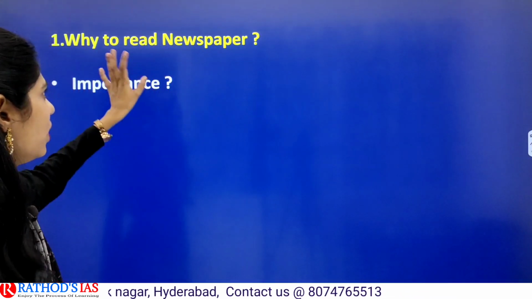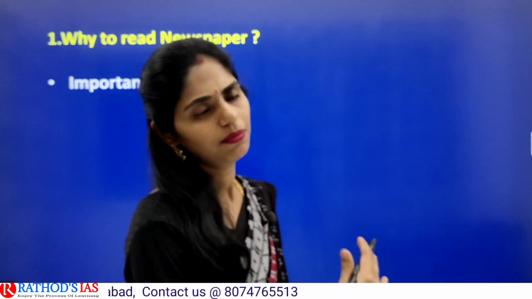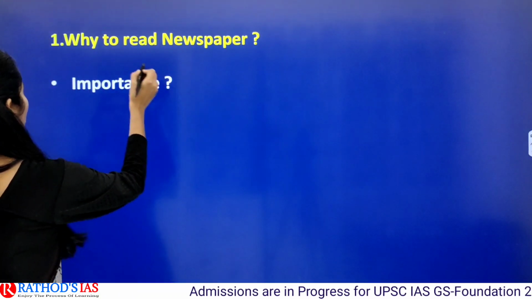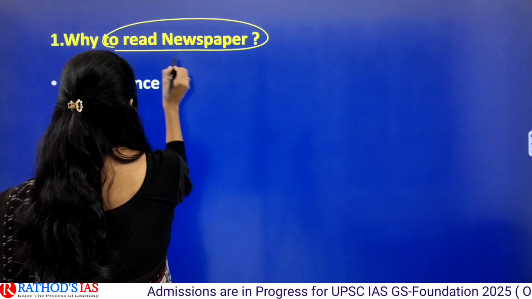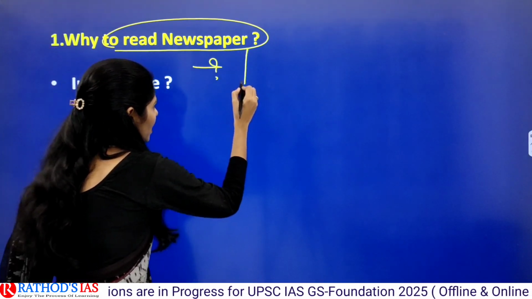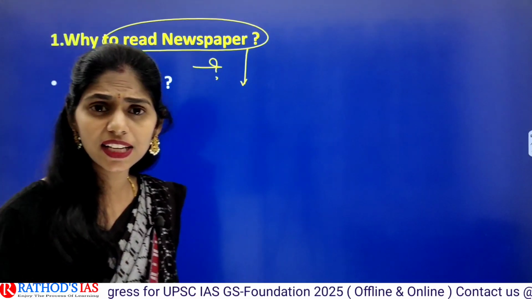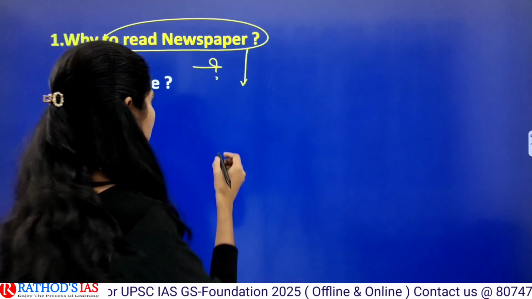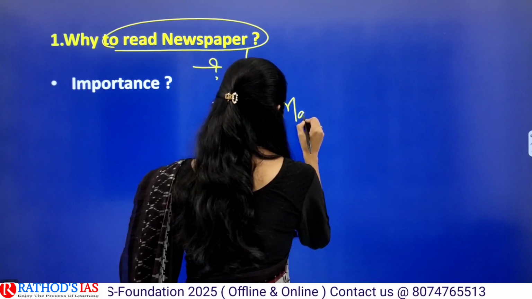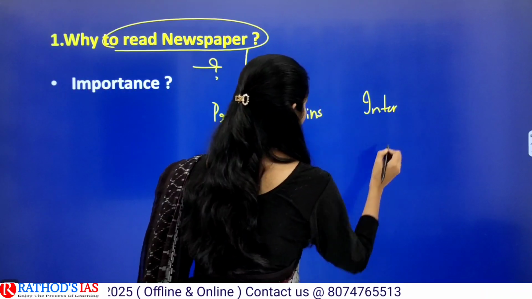I am not telling only the Hindu newspaper, but you have to read at least one national newspaper. It may be either the Indian Express or the Hindu, that is your wish. So why do you have to read the newspaper? Because in every stage of your examination. How many stages are there for the UPSC CSE examination? We have 3 stages. The first is your prelims, the second is your mains, and the last stage is your interview.